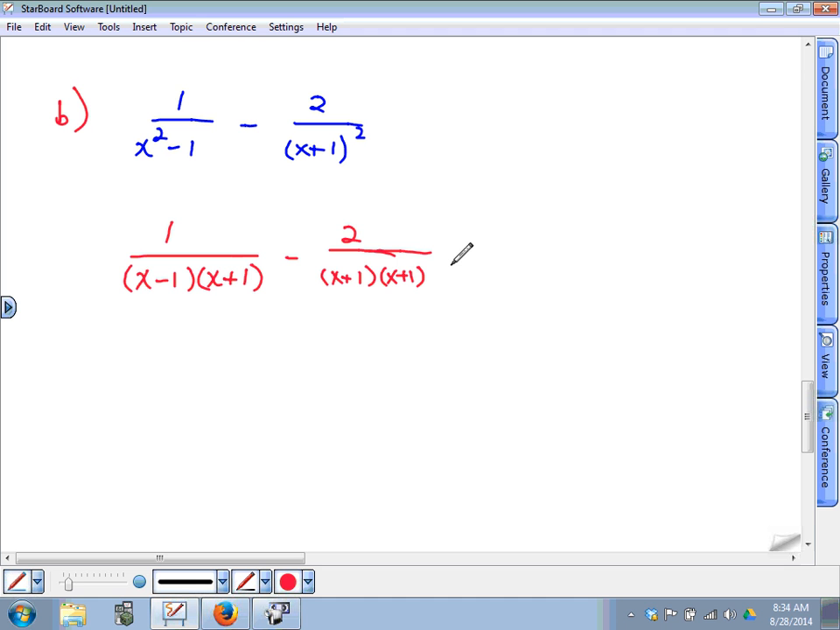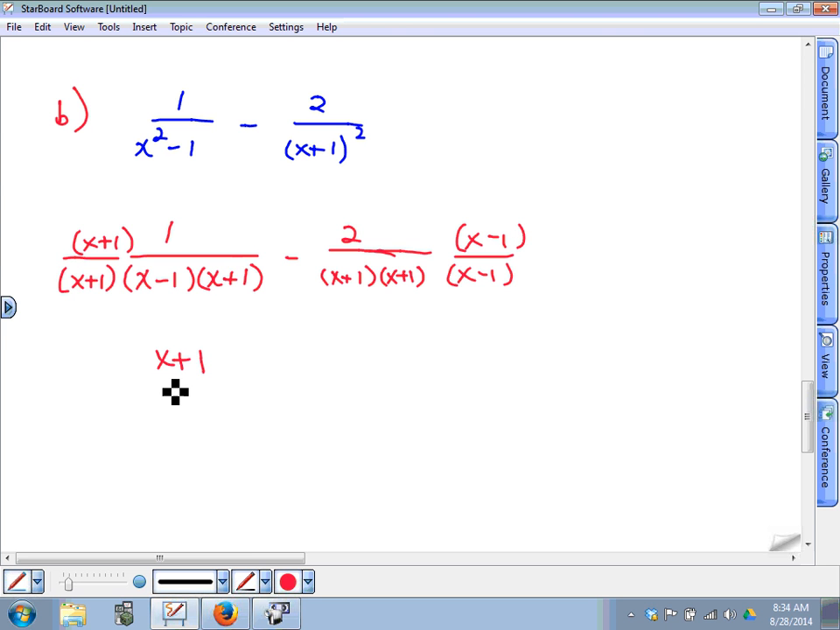This side has 2 x plus 1 factors. Over here on the left side, we only have one of these x plus 1 factors. So what's missing over here on the left side? Another x plus 1 factor. If the right side has 2 x plus 1 factors in the denominator, the left side has to have 2 x plus 1 factors. But now the left side has x plus 1, x minus 1. So this one needs an x minus 1. I guess this one isn't so bad.